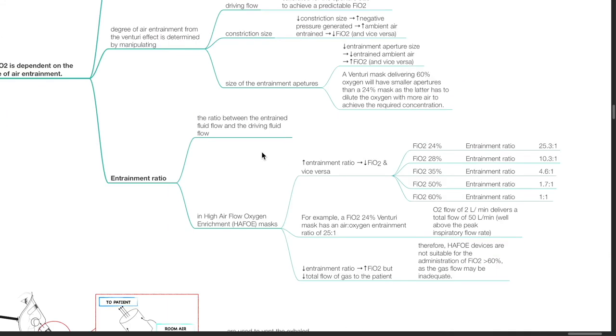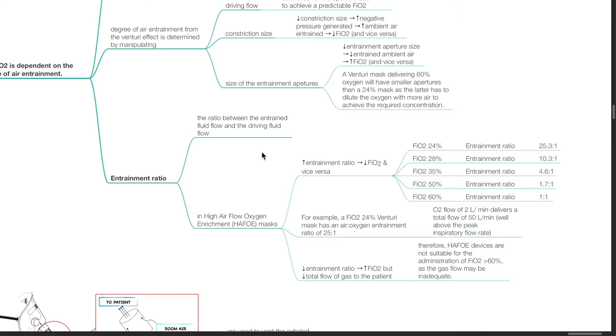The entrainment ratio refers to the ratio between the entrained fluid flow and the driving fluid flow. In Venturi mask, increased entrainment ratio results in reduced FiO2 and vice versa. The entrainment ratio for FiO2 24% is 25.3:1. Entrainment ratio of 28% FiO2 is 10.3:1. Entrainment ratio of FiO2 35% is 4.6:1. Entrainment ratio of FiO2 50% is 1.7:1. And entrainment ratio of FiO2 60% is 1:1.